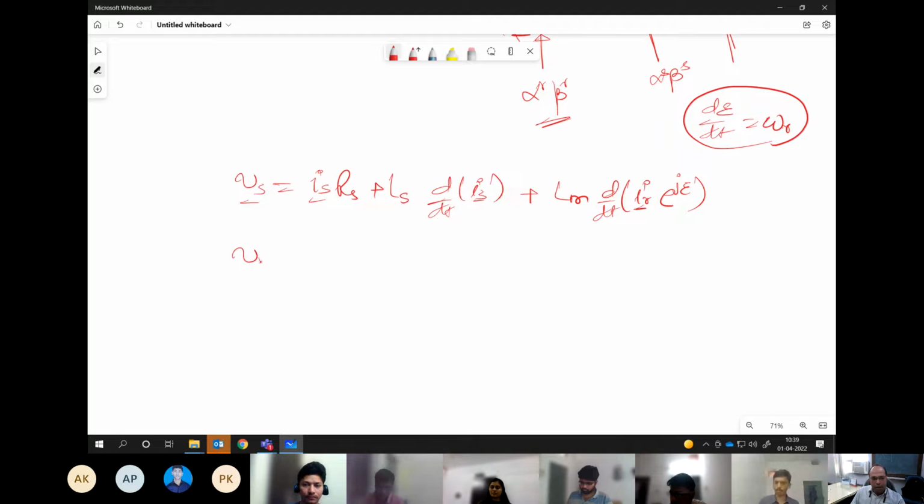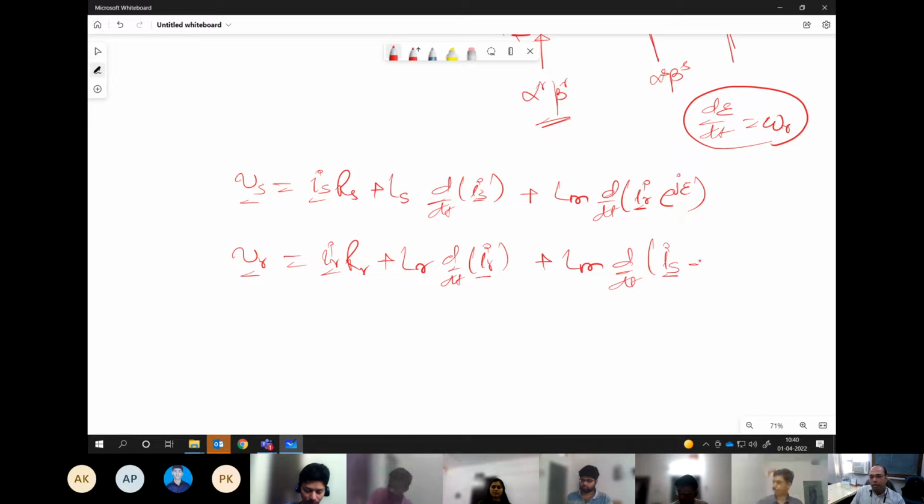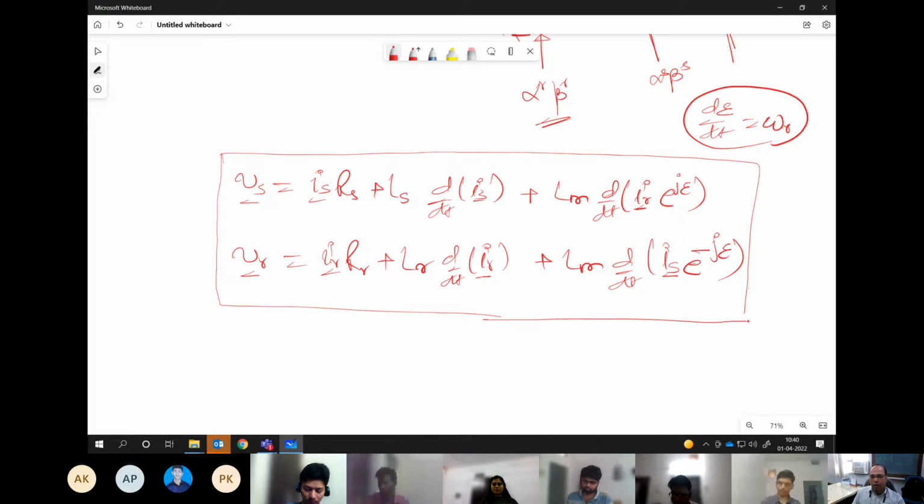Similarly, you can write the rotor equation as VR equals IR RR plus LR d/dt of IR plus Lm d/dt of Is e raised to the power minus j epsilon. So when Is is referred in rotor, it's coming as minus j epsilon. Understand the point? It is necessary to clearly understand how the angles are computed. Always we take counterclockwise direction as the positive angle. That is the thumb rule. We would not deviate from that.